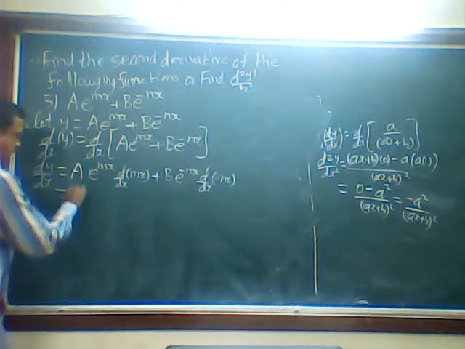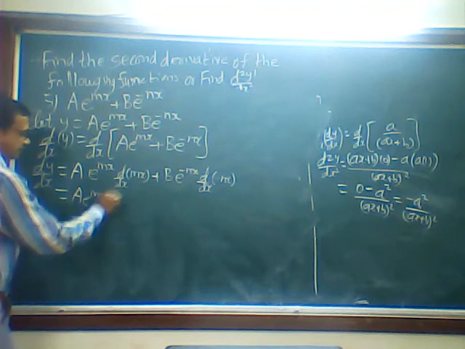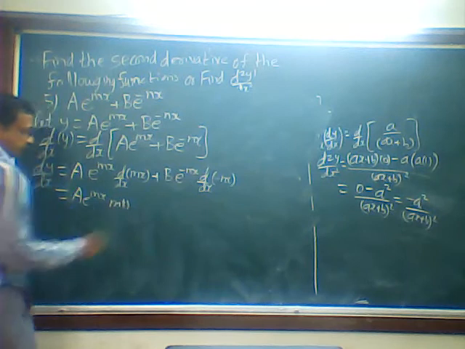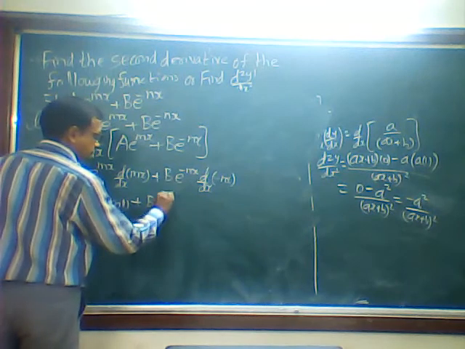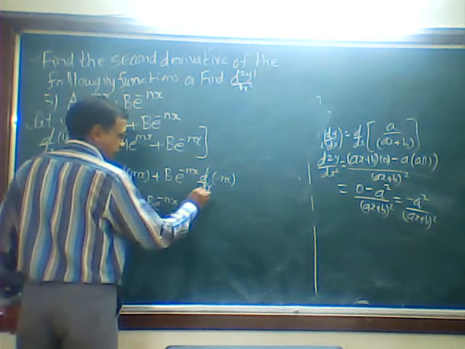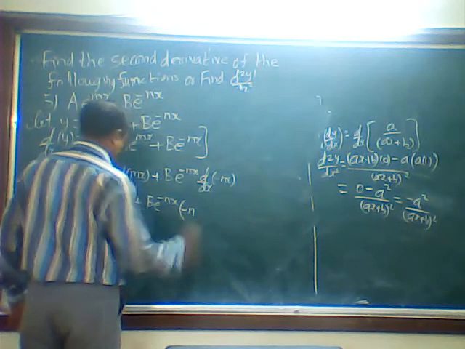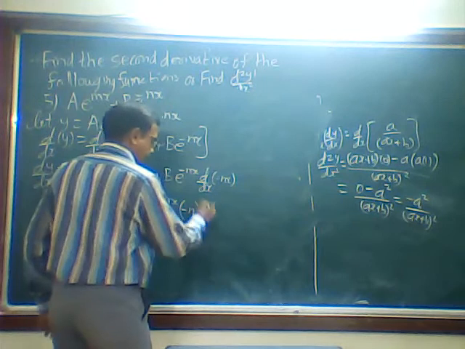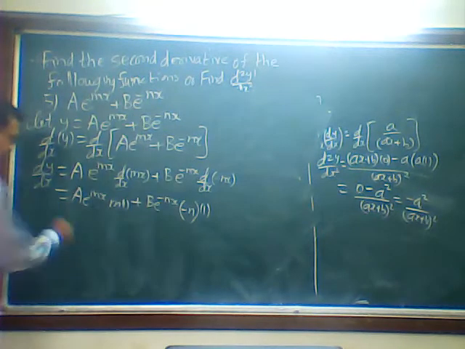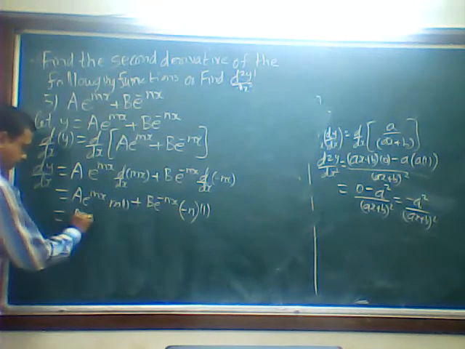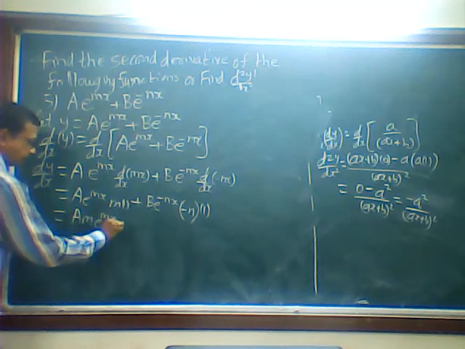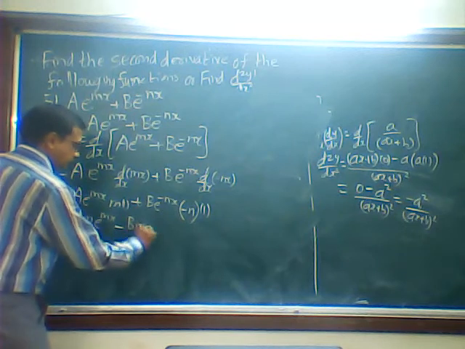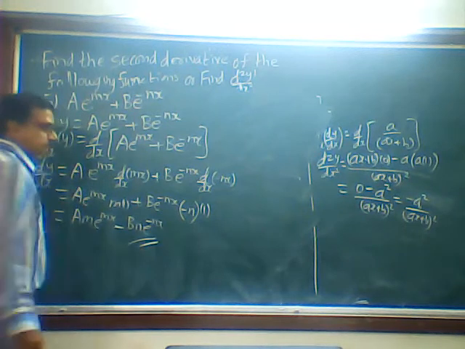So what happens here? A e raised to mx and it is d by dx of mx, m is constant, d by dx of x is 1 plus same way also d by dx of minus nx, minus n is as it is. Okay. Then d by dx of x is 1. Okay. So we will be writing am e raised to mx minus into plus, that is minus bn e raised to minus nx. Okay.